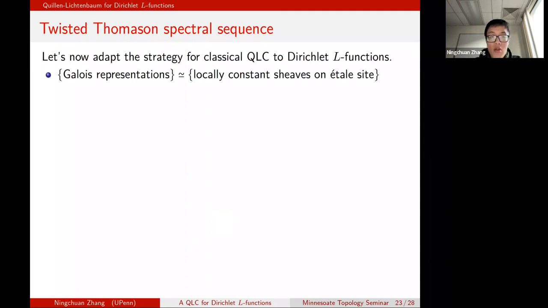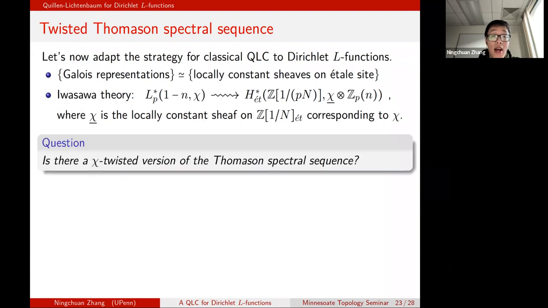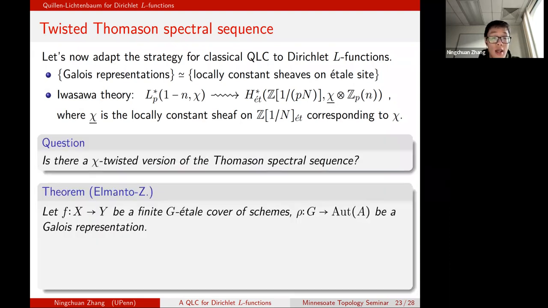To do that, there are two observations. One is that the category of Galois representations is equivalent to the category of locally constant sheaves on étale sites. Second, as I mentioned, there's an Iwasawa theory for the Dirichlet L functions, where we have to twist the coefficient by the locally constant sheaf corresponding to the character. So you may ask, is there a chi-twisted version of the Thomason spectral sequence? The answer is yes.